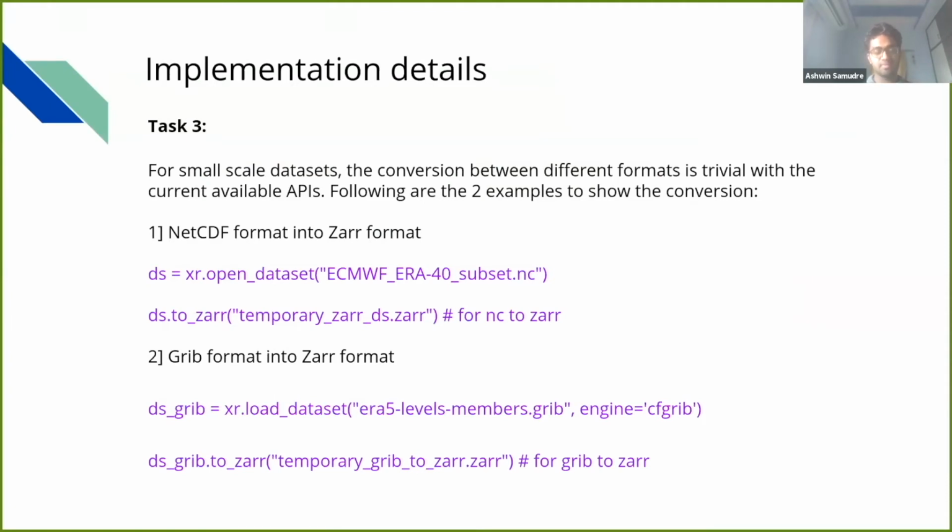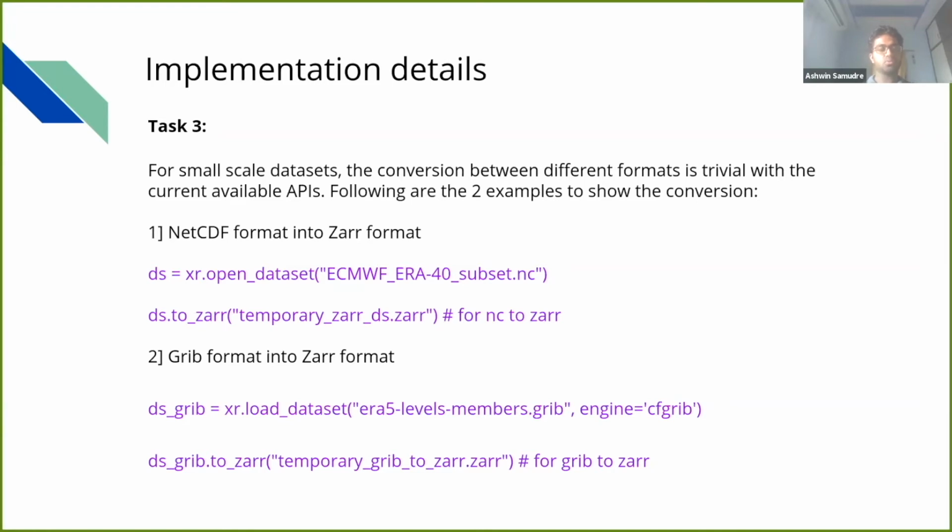Mainly, climate and weather related data sets are of different sizes. For small scale data sets, the conversion between different data formats is really trivial, and there are many APIs available for that. Here I've added 2 examples. First, if you look at a NetCDF format to be converted into Zarr format, you just load Xarray as xr, open the data set, and then convert it to Zarr. Also, for GRIB format to be converted into Zarr format, you just load the data set with Xarray, and then convert it to Zarr. This is really easy and possible for small scale data sets.